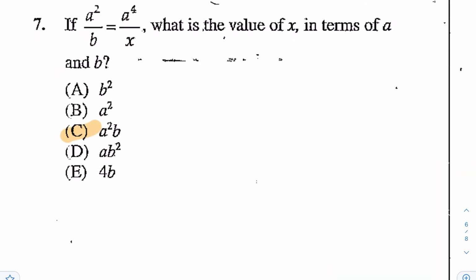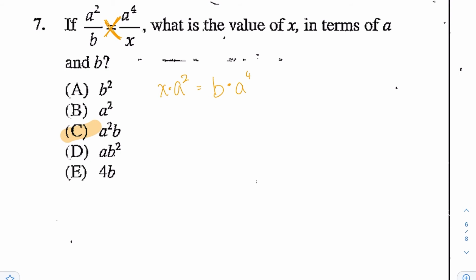All right, next for number 7. If a squared divided by b is equal to a to the 4th divided by x, what's the value of x in terms of a and b? So here, when you have two fractions being equal to one another, first thing you want to do is cross multiply. So that will be a squared times x is equal to b times a to the 4th.